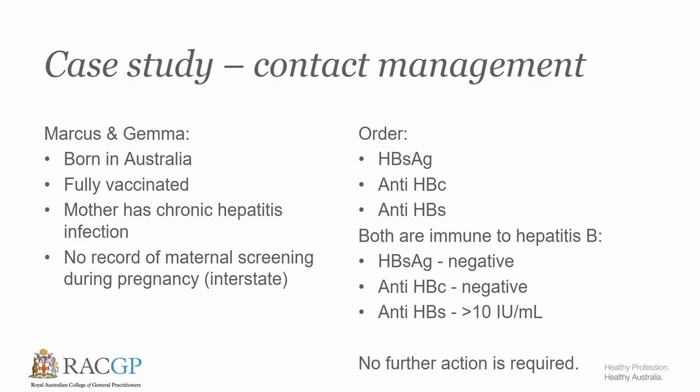And here, very fortunately, they come back as immune to hepatitis B. So they've got no core antibodies, so they've never been exposed to the virus, but they've got surface antibody above 10 international units per mil, so they're immune through vaccination. So the preventive interventions for those children have been successful, so they don't need any further action. They're protected against hepatitis B.